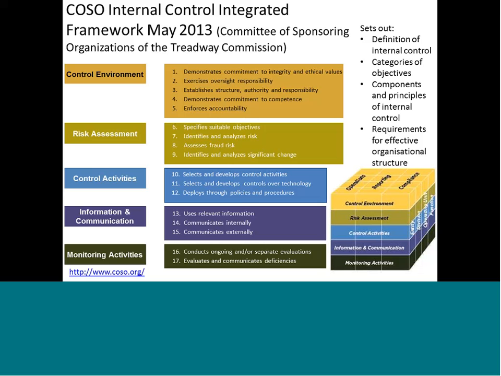the ways in which the different objectives of organisations, whether that's in terms of operations or reporting or compliance, that's across the top of the cube on the right, are complemented by the components and principles of internal control. So that's control risk, control activities, information communication, monitoring activities in the front of the cube, and that you've got the right requirements for effective organisational structure in terms of, whether you're looking at a whole entity or division or an operating unit or a function.